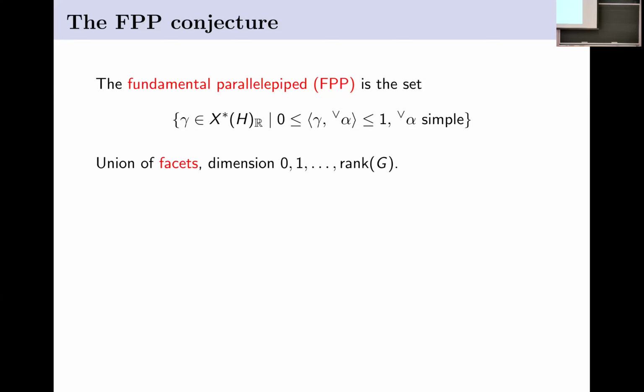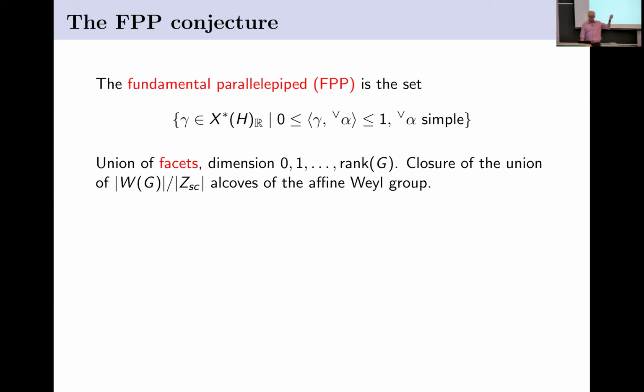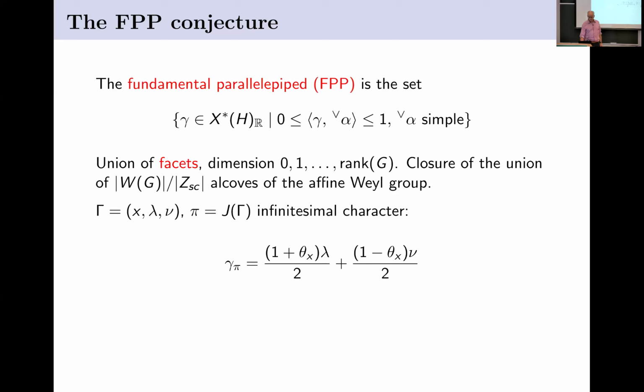These are these finite regions. It's a finite union of facets of dimension 0 up to the rank. It's the closure of the union of a number of copies of the fundamental alcove, and the number is the cardinality of the Weyl group divided by the order of the center. And so if you have a representation, its infinitesimal character is given by this formula.